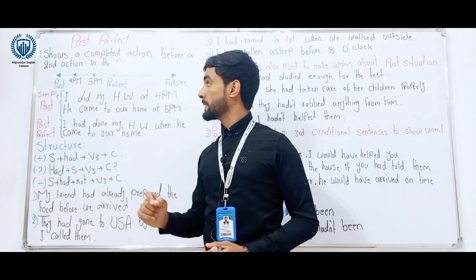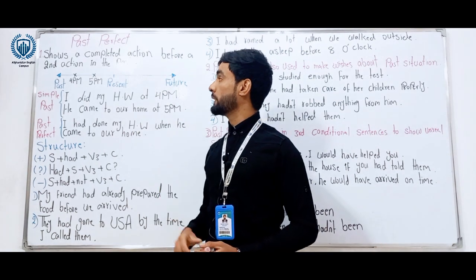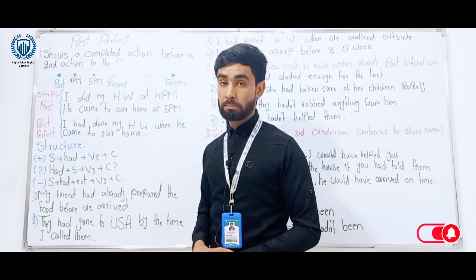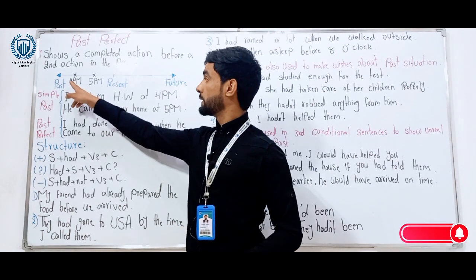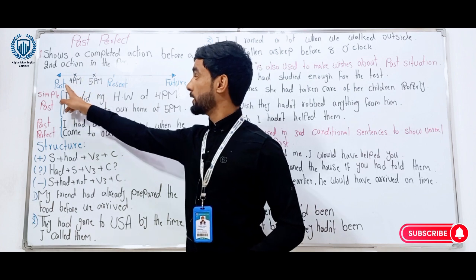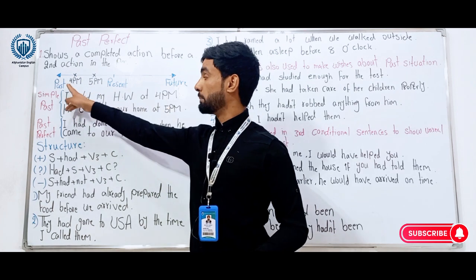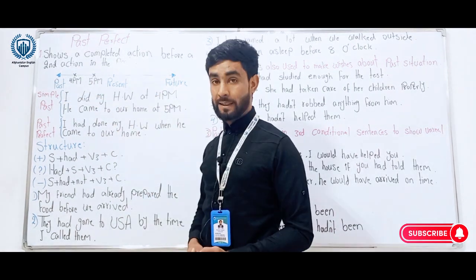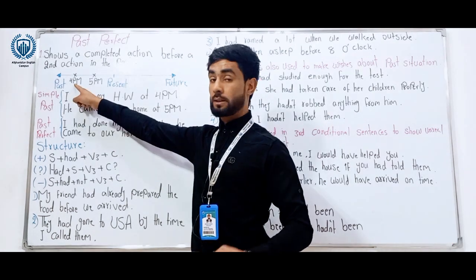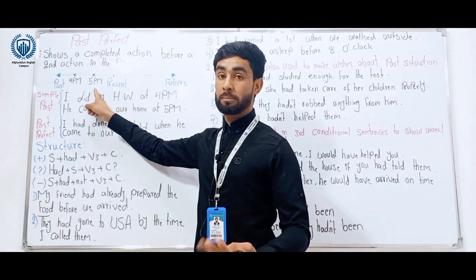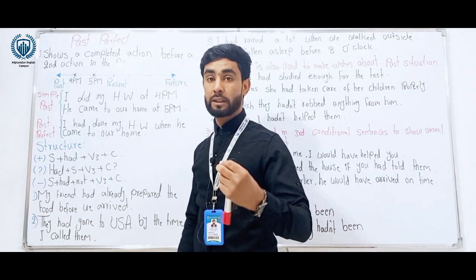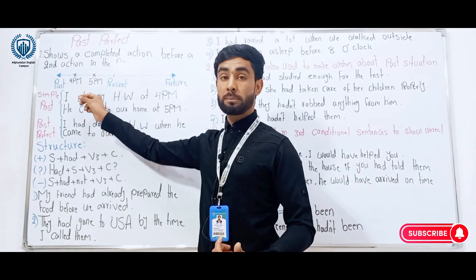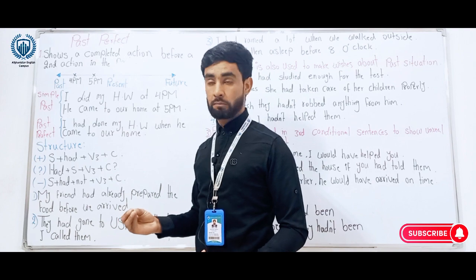The first usage shows a completed action before a second action in the past. So here we have two timings in the past on the timeline. We have past, present, future. The past is unlimited. We are right now in the present and the future is unlimited. The two timings we have in the past are 4 p.m. and 5 p.m. It means the two actions happened at two different times. The first action happened at 4 p.m. The second action happened at 5 p.m.